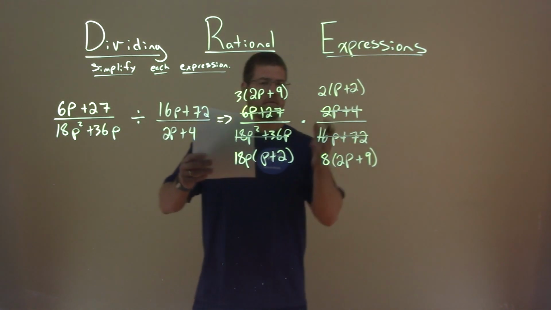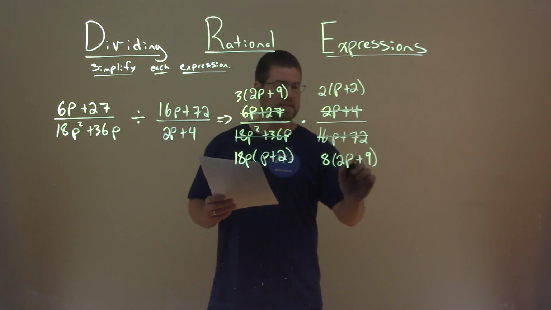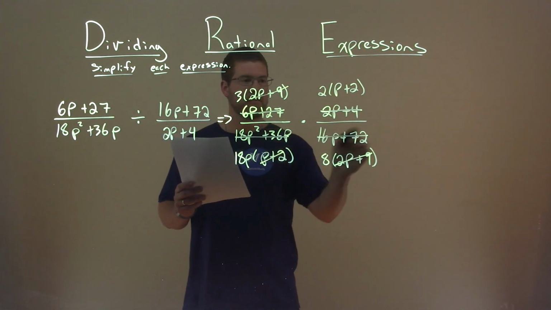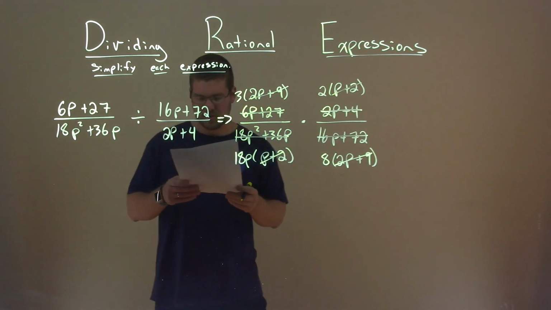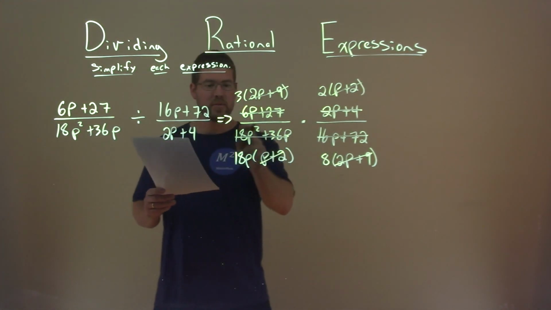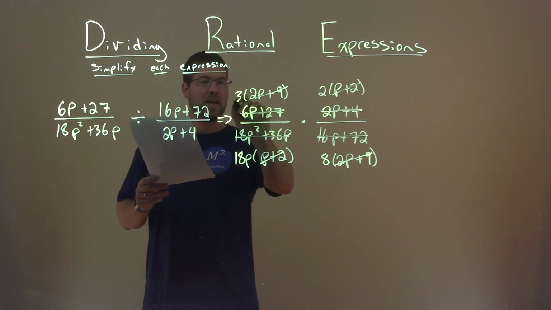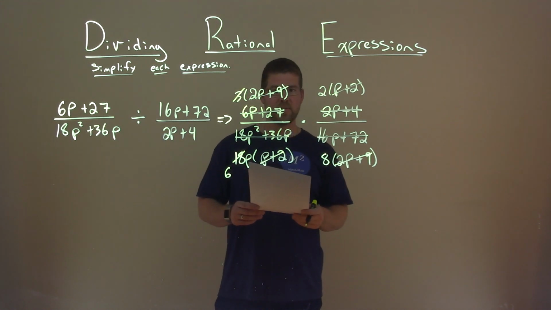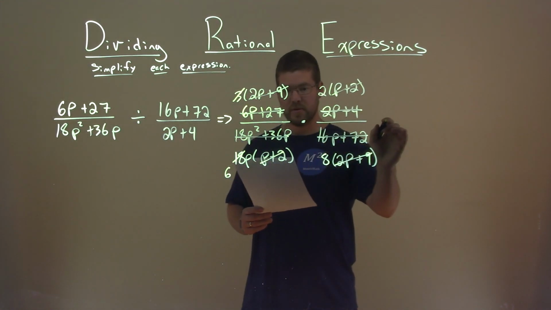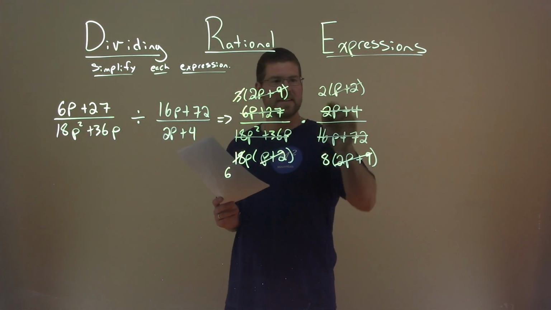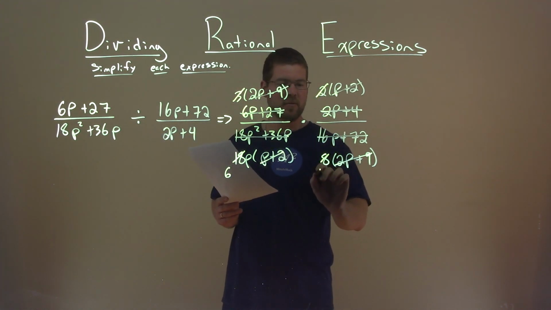Now we're in factored form. Let's cross off what we can. I see a 2p plus 9 and a 2p plus 9. I see a p plus 2 and a p plus 2 as well. And anything else? Well, 3 and 18. 3 goes into 18 6 times. There's 6 right here. Anything else I can cancel? And I don't see anything else, really. Well, actually, hold on. 8 and 2. 2 goes into 8 4 times. We have 4 here.